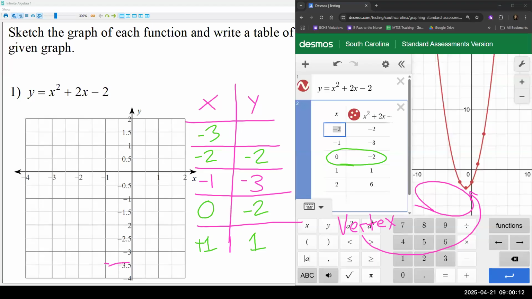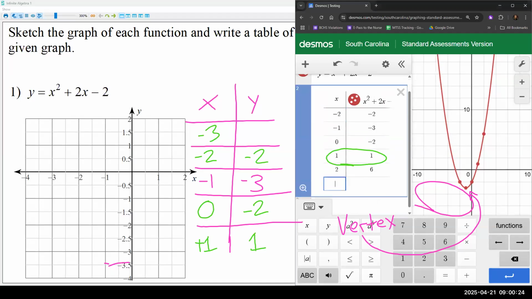Okay. But I don't see -3, right? What do I do if there's one I don't have? I tell Desmos to give it to me. So I'm going to click in that space right there, and I'm going to type in whatever value I want. Well, what x value is it I want? -3. So I'm going to type in -3, and then Desmos gives it to me. And by the way, they're also putting these points over here for me. -3, and what's the y value? 1. So now I can come over here and write in a 1.